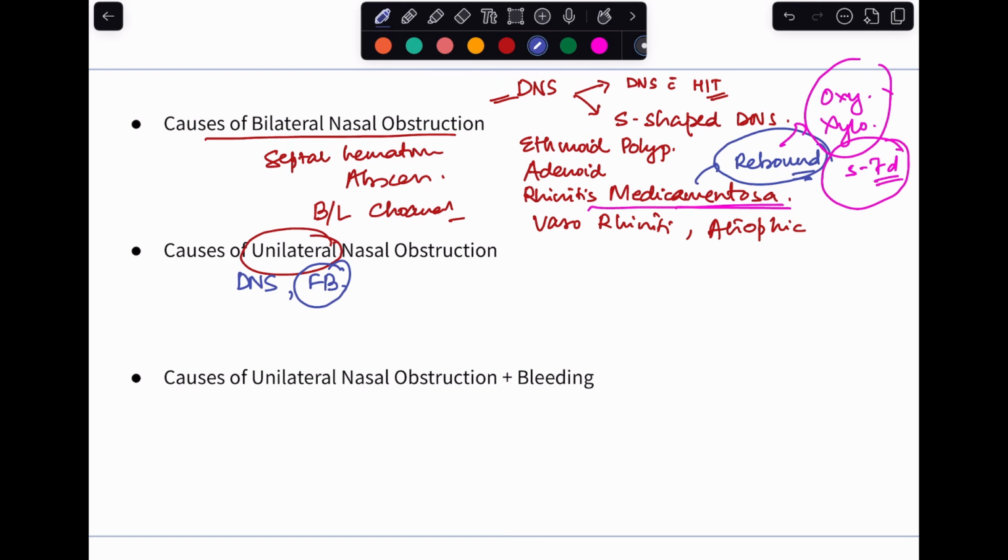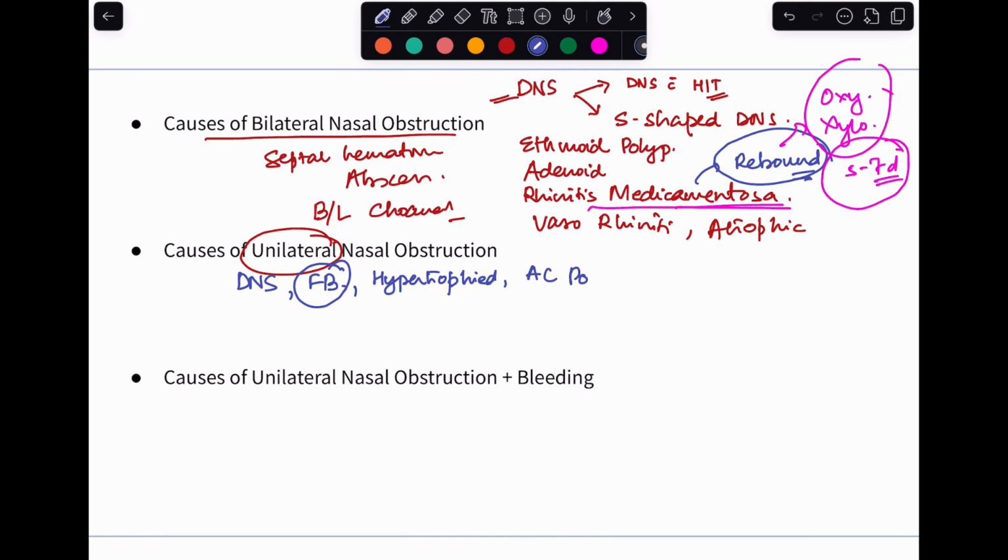Almost always, if a child has come to you with a unilateral foul-smelling nasal discharge, you should just assume that this is a case of foreign body, because that's very, very commonly seen, unless it has been proved otherwise. So this is a common cause of unilateral nasal obstruction. Then we also have a case of hypertrophied turbinate on one side. So that is another cause.